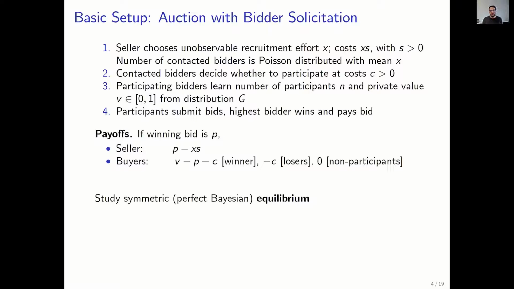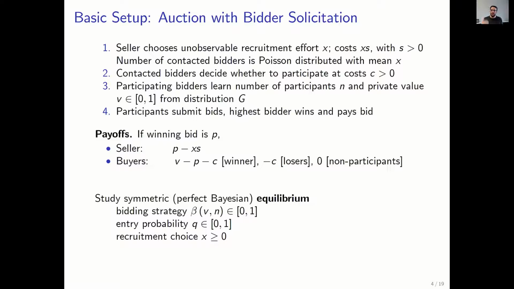And I will study the symmetric perfect Bayesian equilibrium of this game. The game has 3 stages, just to be sure. First, the seller chooses recruitment effort, then the bidders decide whether to enter, and then we have the bidding stage. The way we'll solve it is from the back. We'll first solve for the bidding strategy of the bidders in the bidding stage. Then we'll go back, and given how they will bid, we'll look at the incentives of the bidders to enter. This will give rise to the entry probability q, and then we'll go back to the first stage, and given how bidders behave in the auction and their entry behavior, we'll look at the optimal recruitment choice by the seller. Okay, that's our game.